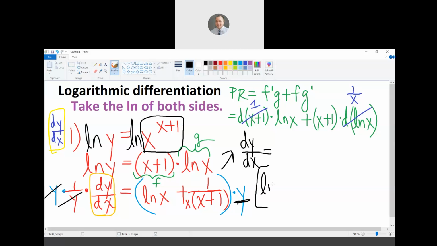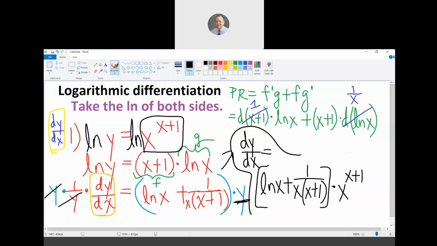We have natural log of x plus 1 over x times x plus 1 times x raised to the x plus 1 power. And do not try to simplify. If my math lab marks this answer wrong, I will review and give you full credit if needed.